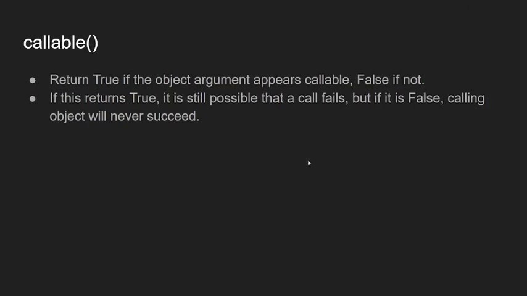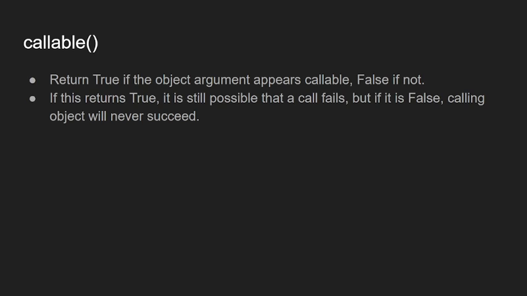It returns true if the object which is passed to it has a call function, and it returns false if it does not. There can be certain circumstances when the callable function returns true, but you're still not able to call the function, and the call fails.